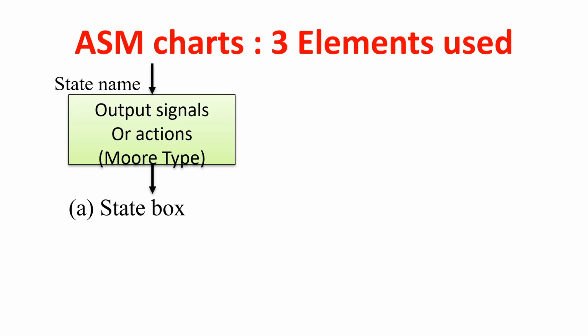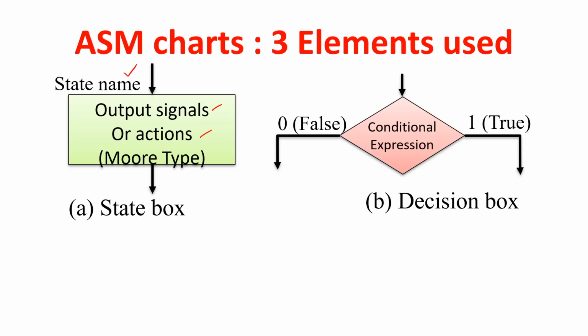So, what are the three elements? The state box is exactly the same as the FSM state box, where every state box has a state name, then output signals or actions, where we can specify the more type of FSM. That means at each state what will be the output, what will be the actions. Then we have conditional expressions. This is called the decision box.